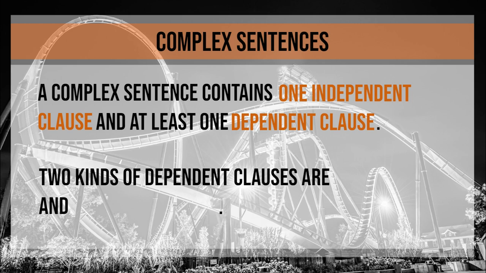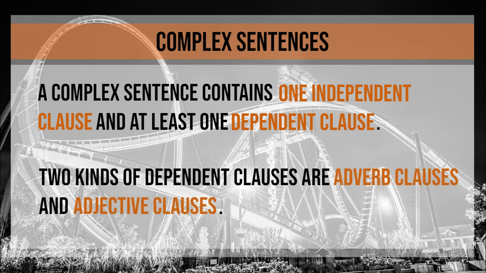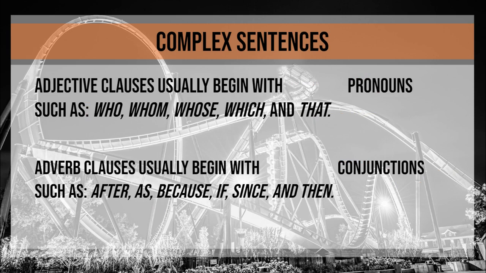Reminder, there are two kinds of dependent clauses. There's the one we just talked about, which are adverb clauses. And then there's maybe the easiest kind of clause to find, and that's the adjective clause. Let me just explain why they're so easy to find. Adjective clauses always, and it says usually there, but always begin with one of these relative pronouns.